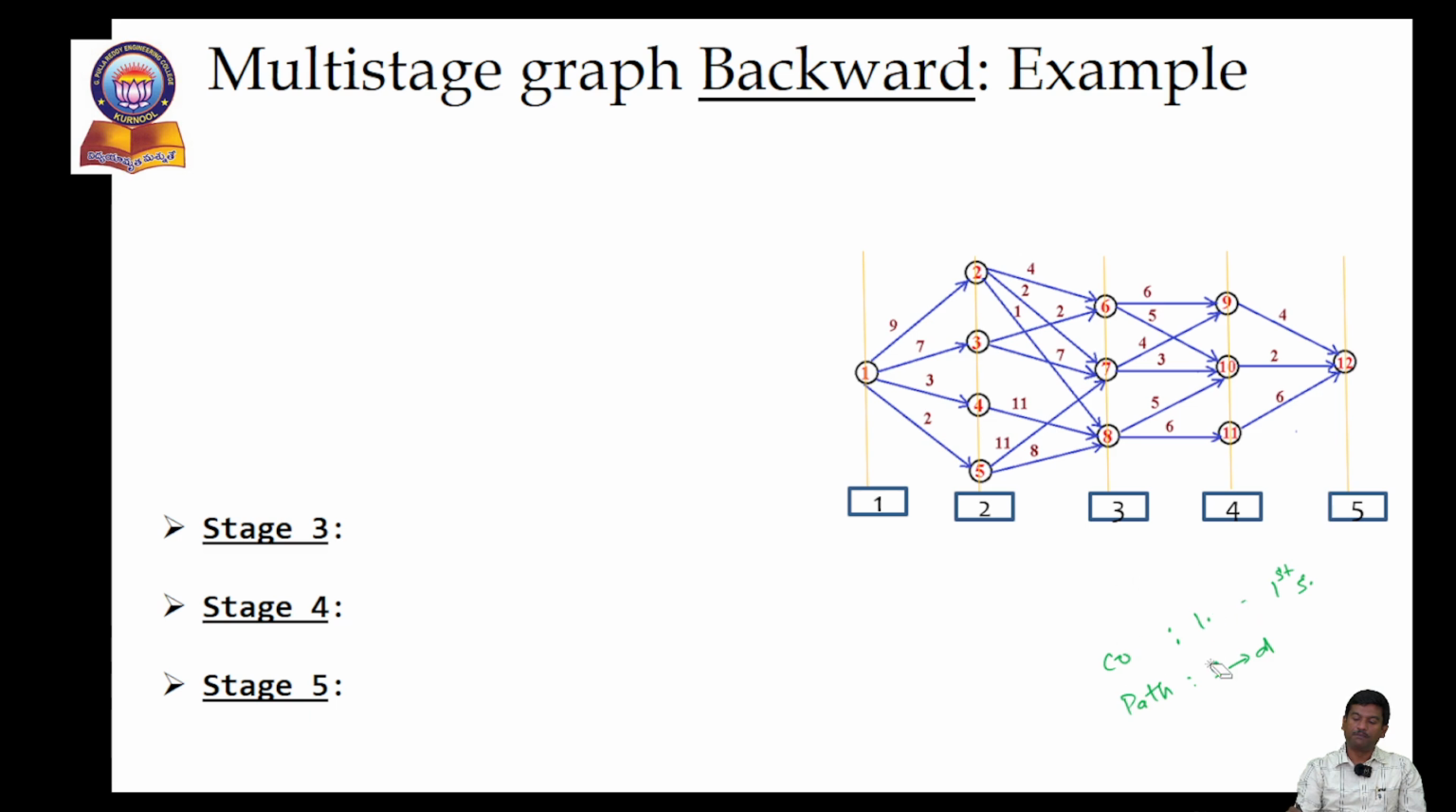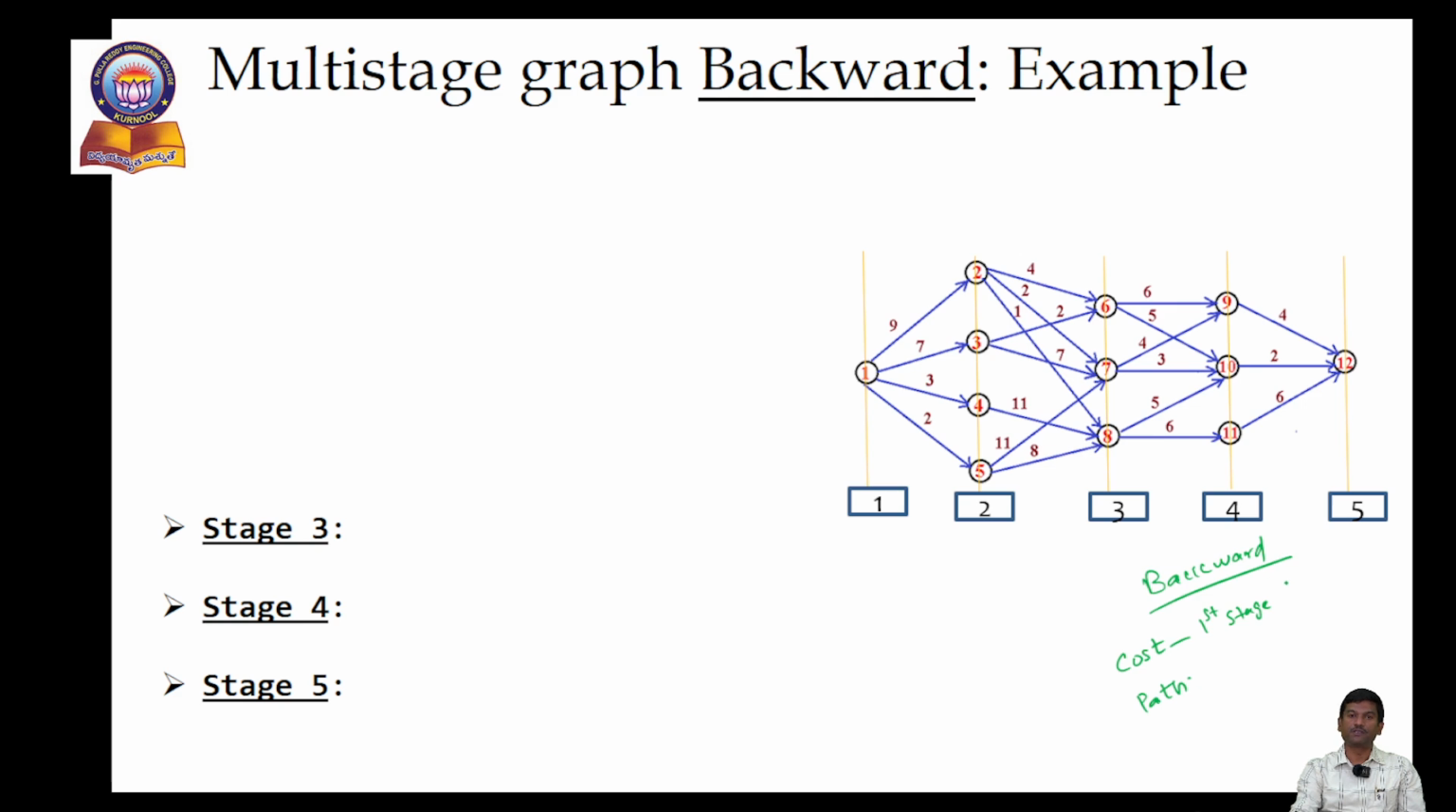And coming to the backward approach, you need to find the cost as well as the path. So within the backward approach, you should also find the cost and you should also find the path. When considering the cost, the cost is from the first stage.